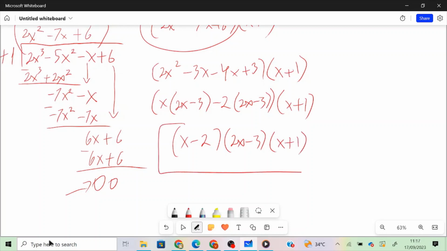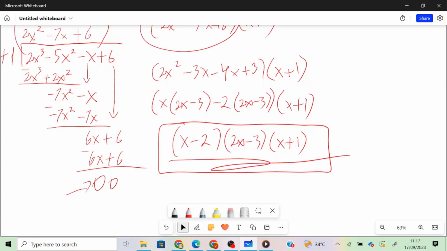Hence, this is the final answer because we have factorized it completely to its simplest terms. Now, what this means is that if you expand all of them out, then you will get the polynomial. There's no need to do it because I know this is the correct answer, but if you want to confirm and you have time in the examination scenarios, then you can go ahead and do that.